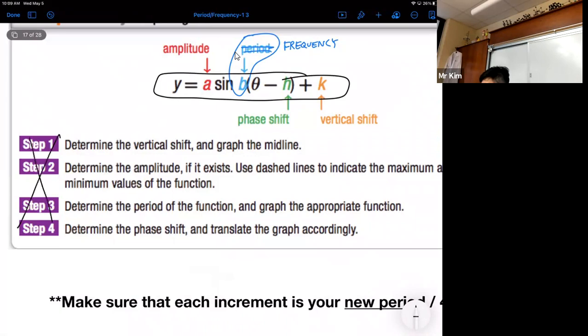And forget about the steps for now, okay? I'm going to go over that with you a little bit more in detail. Just the equation up here is fine.